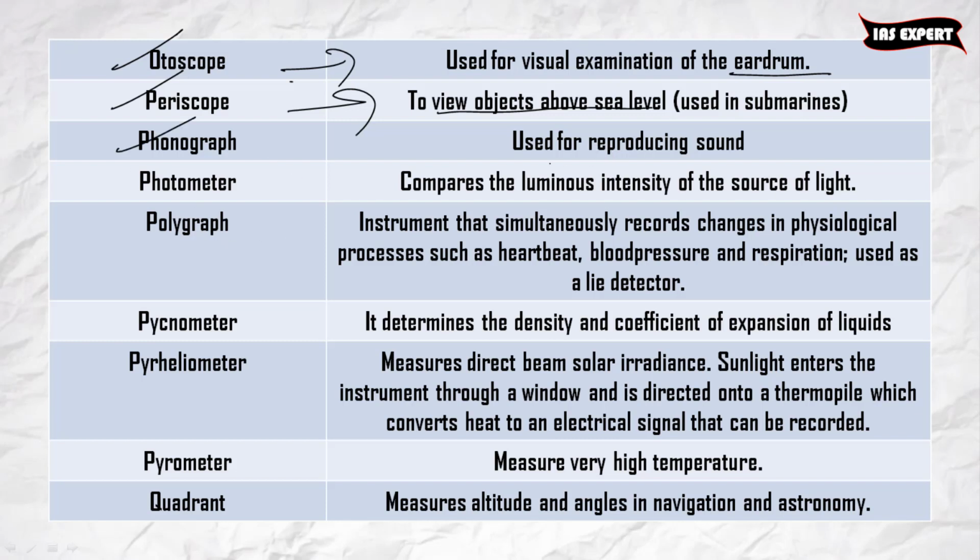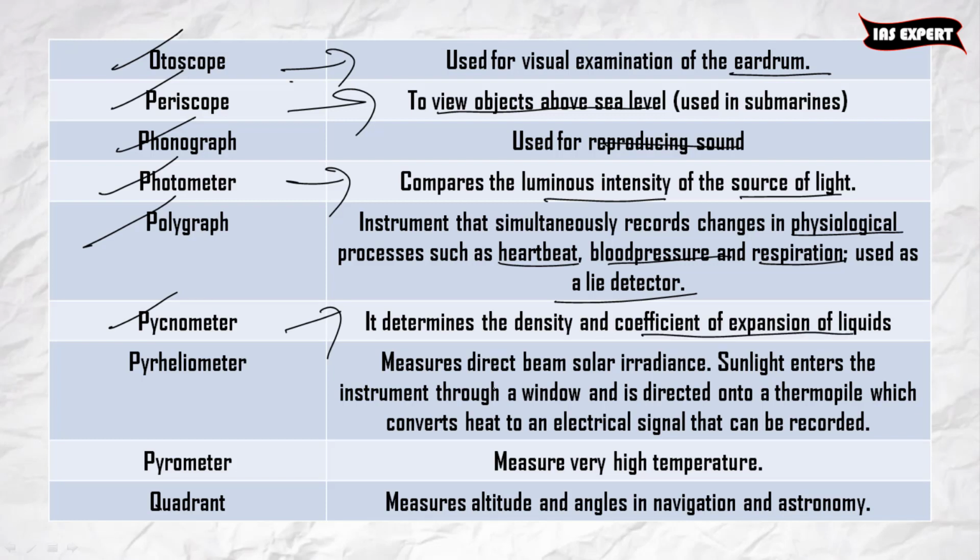Phonograph, used for reproducing sound. Photometer, the instrument which compares the luminous intensity of source of light. Polygraph, instrument that simultaneously records change in physiological process such as heartbeat, blood pressure, respiration, and used also as lie detector. Pycnometer, the instrument which determines the density and coefficient of expansion of liquids.